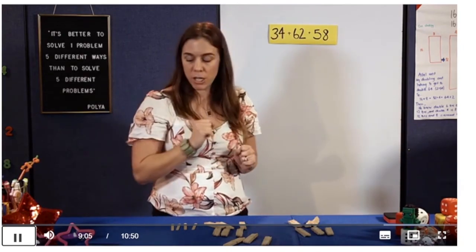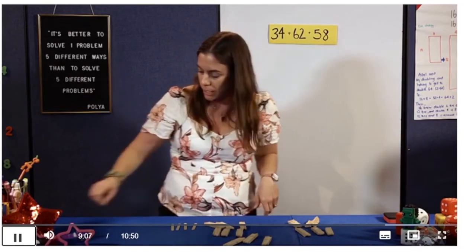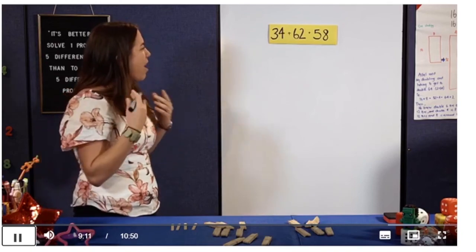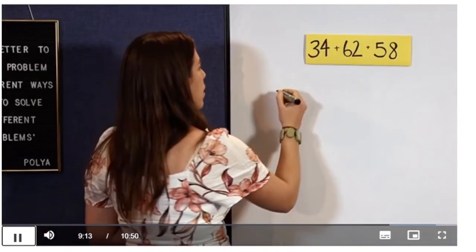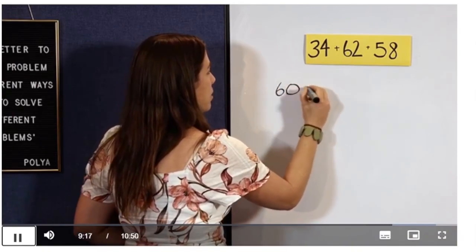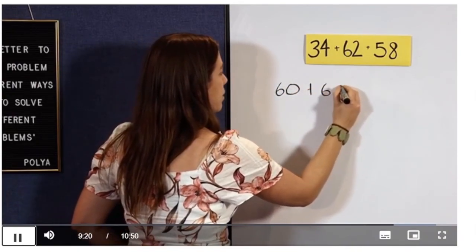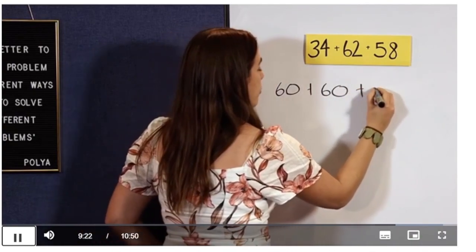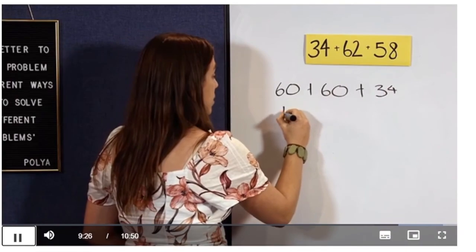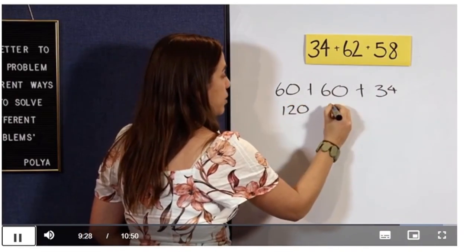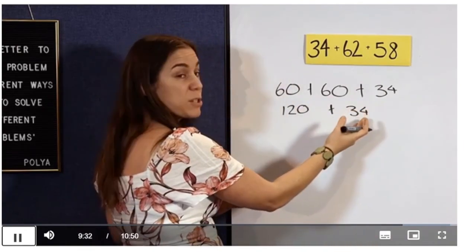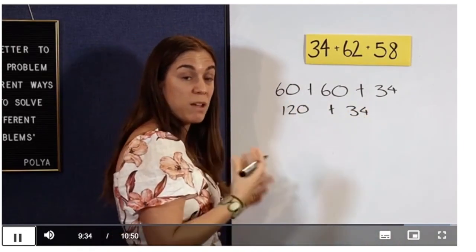So now I might actually write it up for you so you can see how I was thinking. So what I actually did there was I changed the problem. I actually changed it to 6 tens plus 6 tens plus 34. So I knew that that was 12 tens plus 34. And what I did was I got these 3 tens and I combined it with my 12 tens to make 15 tens.